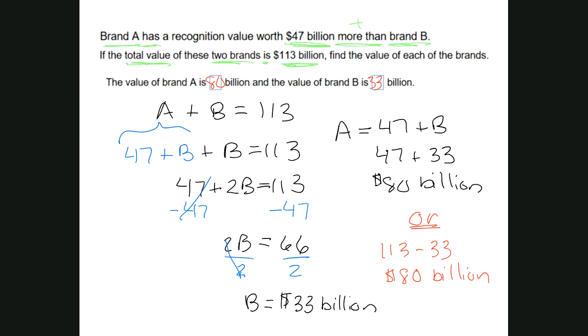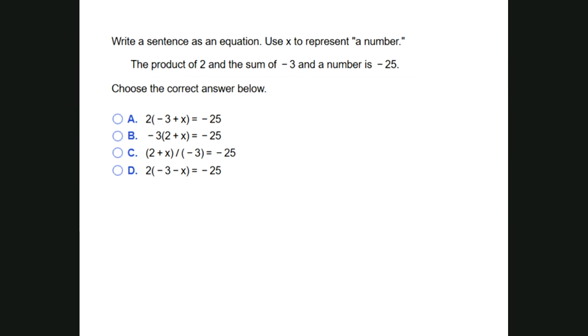Our final slide asks us to write a sentence as an equation. Use x to represent a number. The product of 2 and the sum of -3 and a number is -25. Choose the correct answer below. So it wants us to translate this into an equation. So we have to find out that our keywords are product and sum. Product means to multiply, and sum means to add.